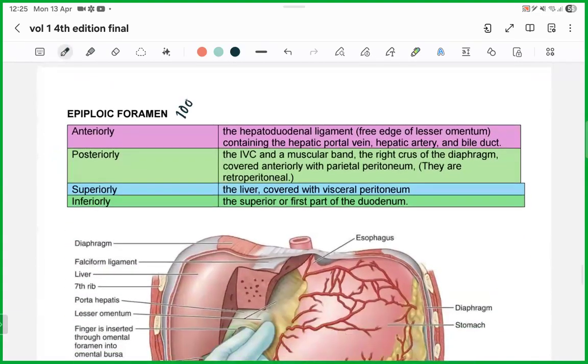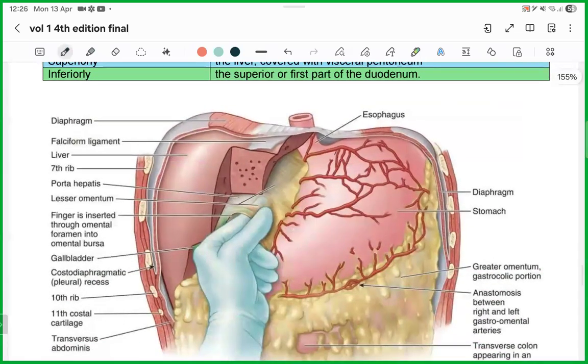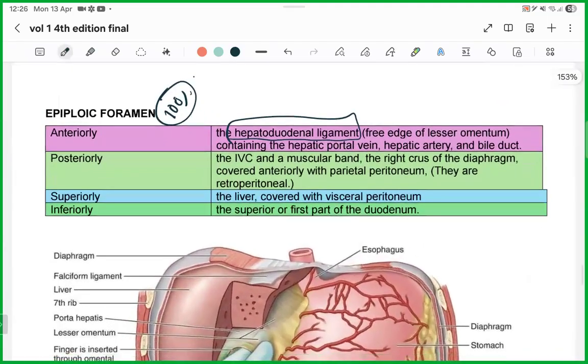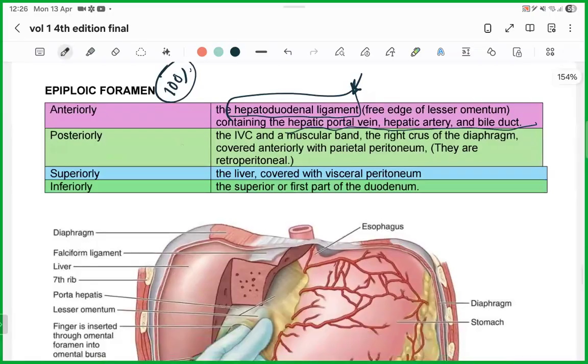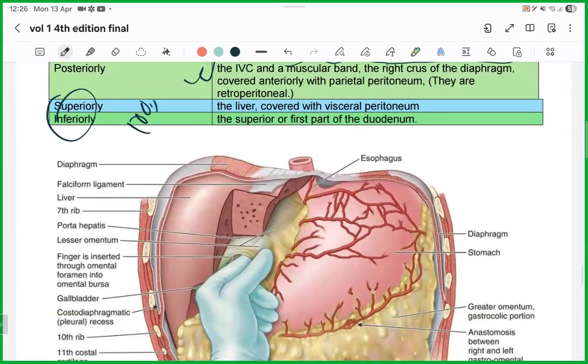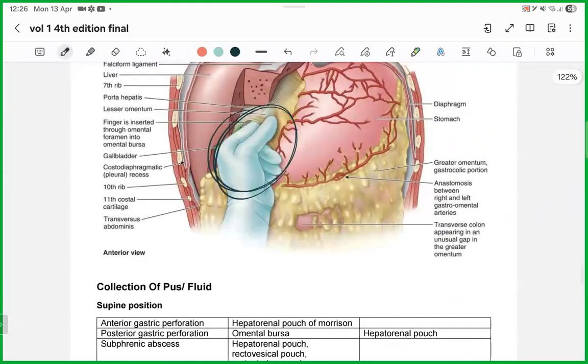Epiploic foramen, 100% important. The one I have showed you, that I told you that behind we have the epiploic foramen. Anteriorly we have the hepatoduodenal ligament, that is the free edge of lesser omentum, containing portal vein, hepatic artery, and bile duct. Posteriorly the inferior vena cava. And we know this is 100% important. Superiorly we have the liver, we have seen it. And this is called Pringle's maneuver.